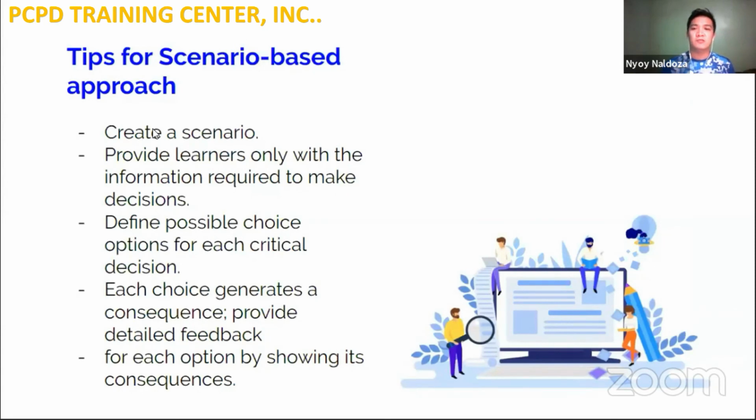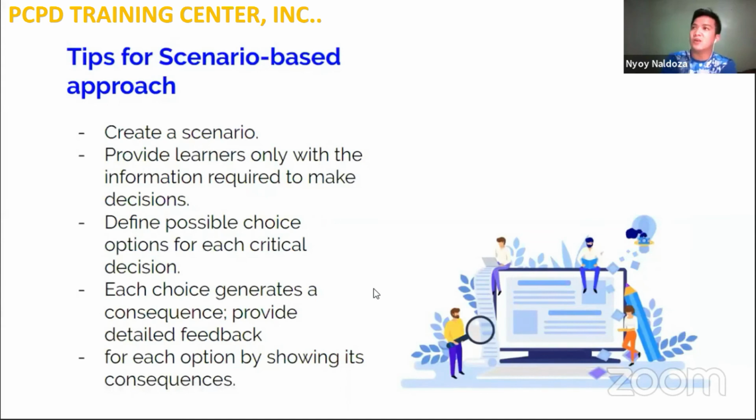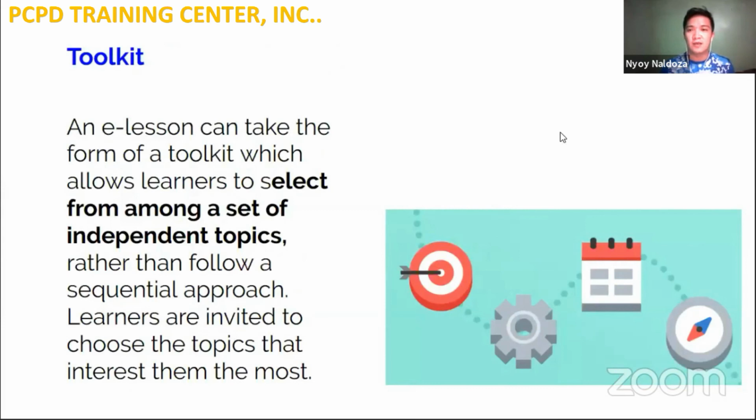What are the tips for you to conduct a scenario-based approach? Create a scenario, that's very important. Provide learners only with the information required to make decisions. Then always define possible choice options for each of the critical decisions. The giving of feedback is very important. For each option, there should always be what we call consequences that will elevate the quality of the instruction whenever you give feedback, whenever you are generating consequences after.